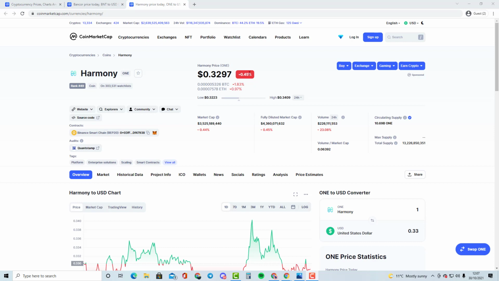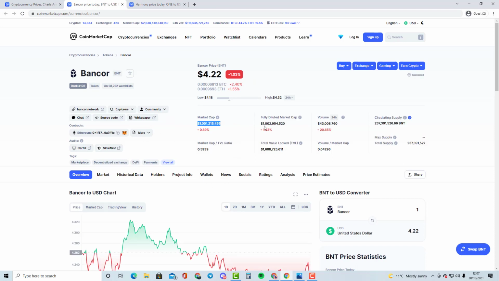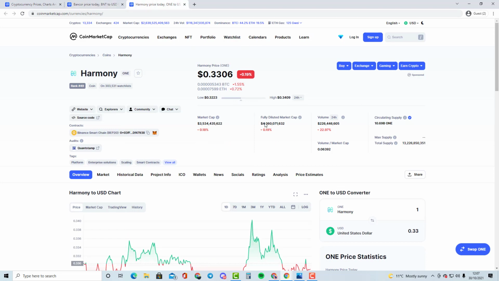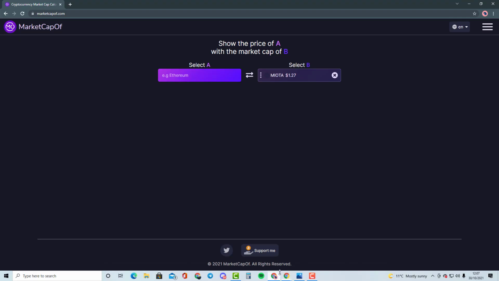So with a market cap of $3.5 billion for Harmony, and Bancor has a market cap of about $1.001 billion, but as you guys know, it does fluctuate, so keep that in mind. It's not always going to be the same. So I'm just going to say $1 billion. There is still a massive difference, looking like a 3.5x, but we are going to look at what the price will be and how many x's that will be in order to become Harmony's market cap.